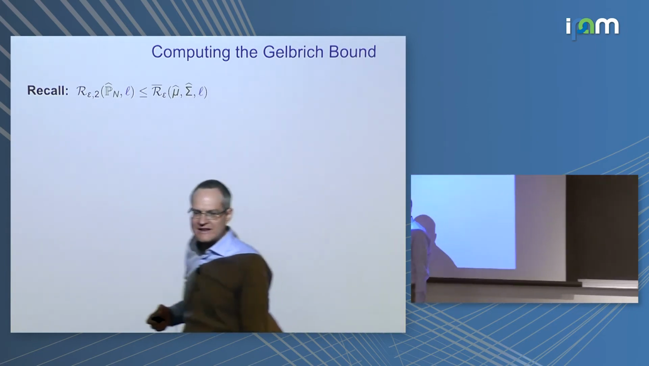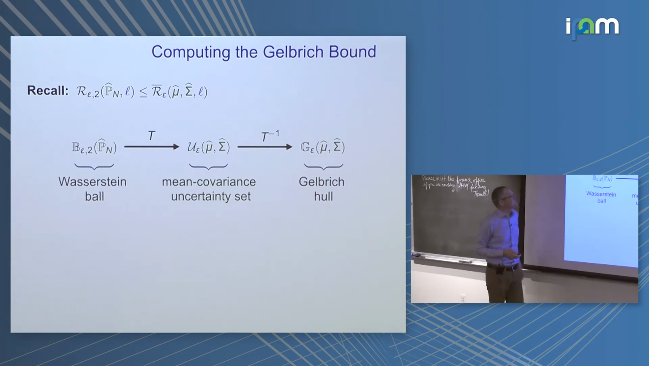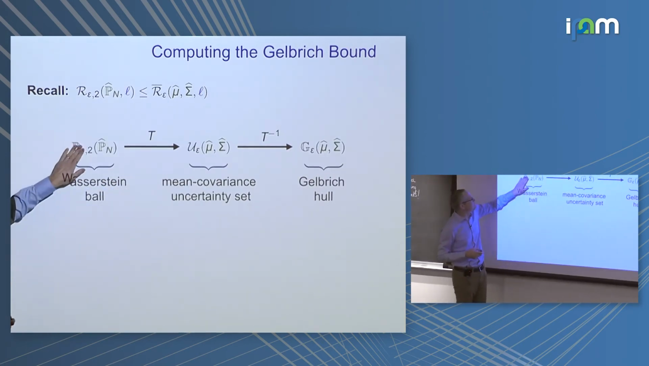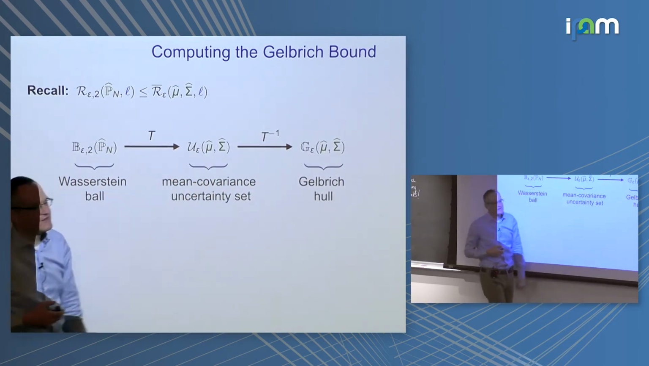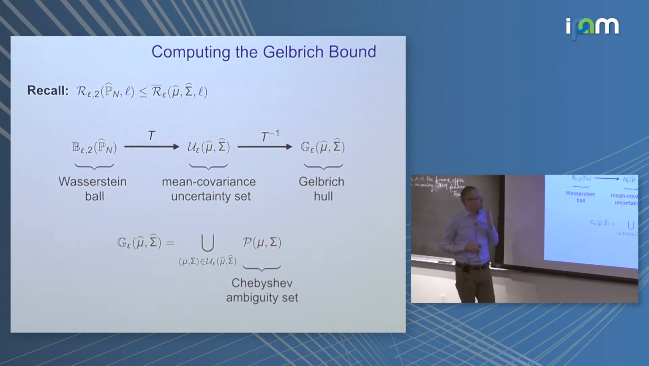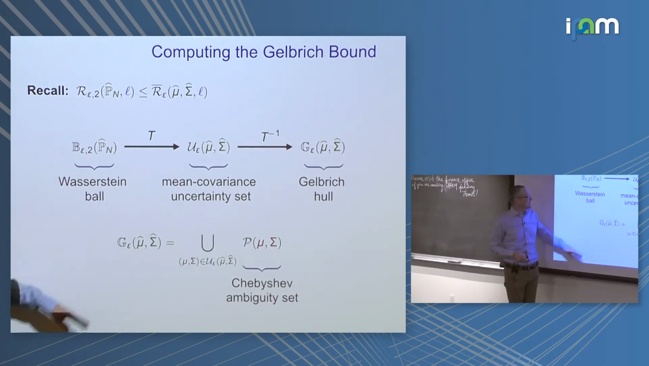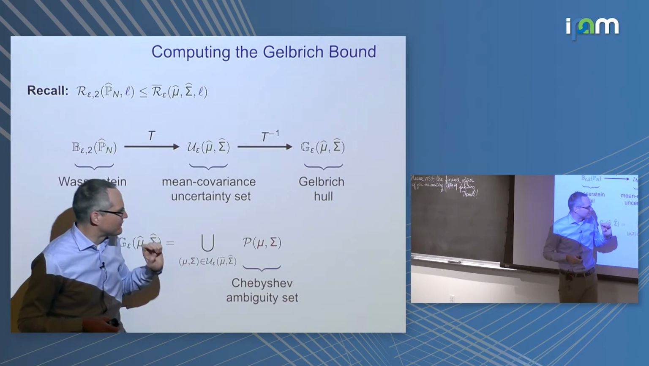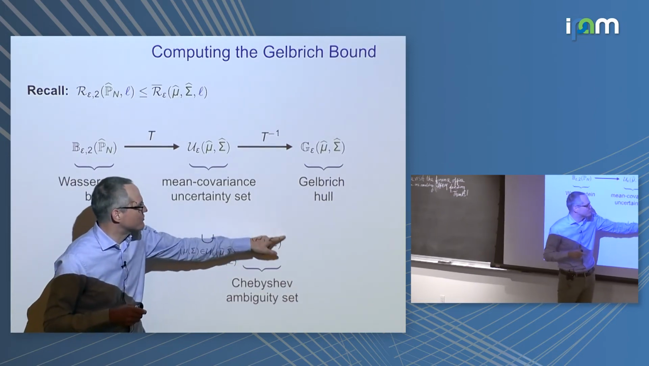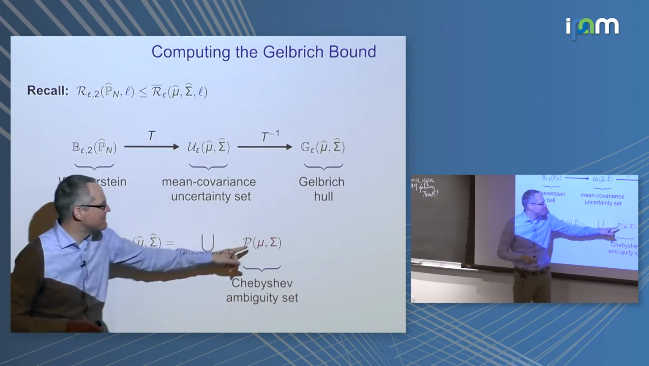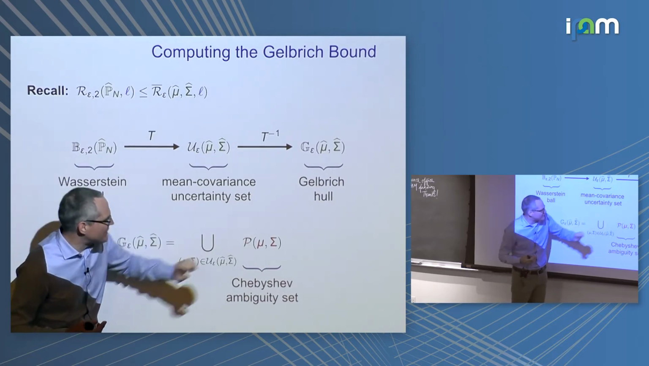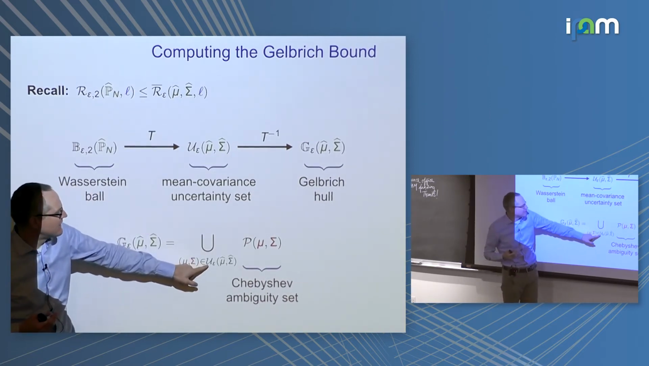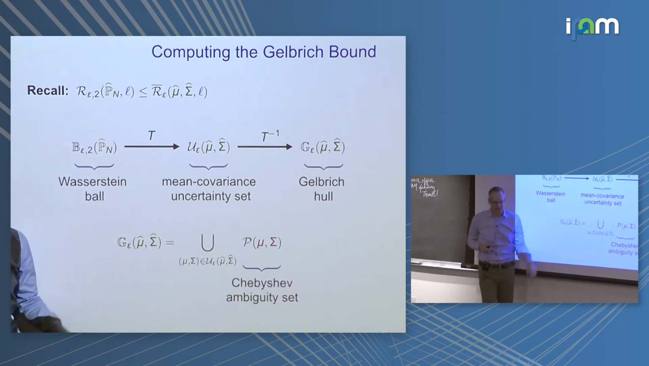Okay, so let's now turn to the Gelbrich bound, the third one. You remember that we had this mean covariance projection, which mapped the type 2 Wasserstein ball to this mean covariance uncertainty set, and the Gelbrich hull was defined as the pre-image of this uncertainty set. Now, this construction actually means that the Gelbrich hull can be written as a union of Chebyshev ambiguity sets. So a Chebyshev ambiguity set is a family of distributions, all distributions that share the same mean value and the same covariance matrix. Okay? So if I take the union of these Chebyshev ambiguity sets over all mean covariance pairs in the uncertainty set U epsilon, I recover exactly the Gelbrich hull.